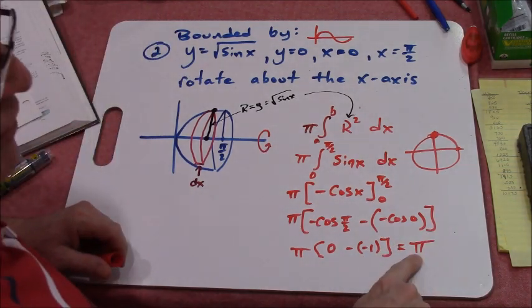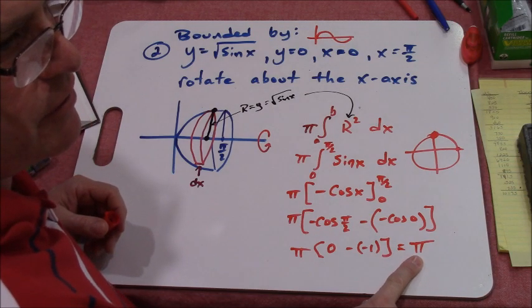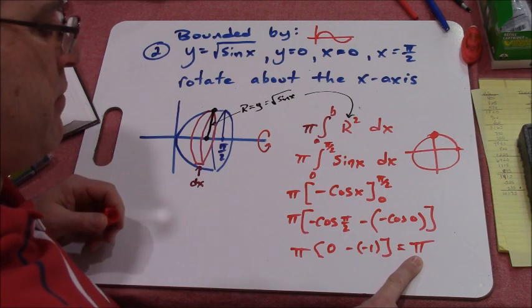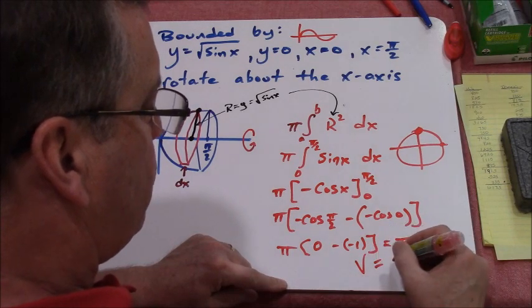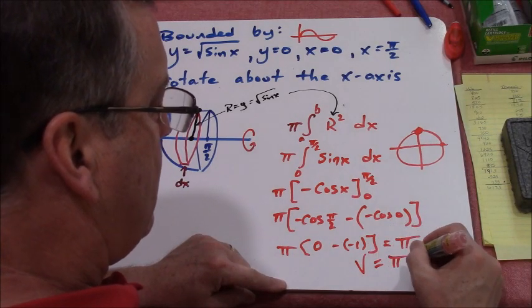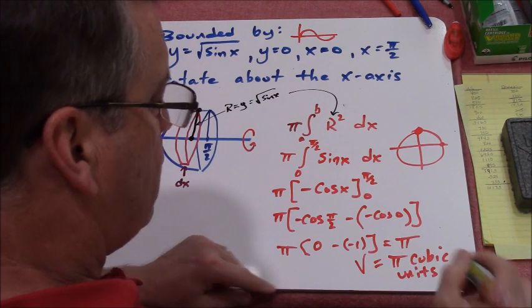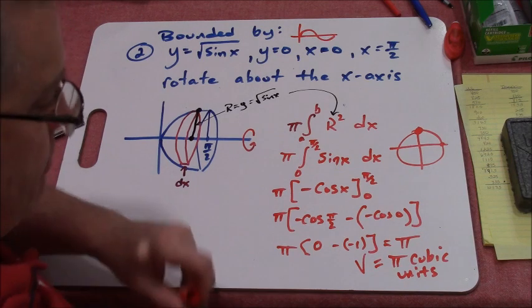I'd be a little nervous if this came out to be a negative answer, because how do you get negative volume? You can't. That should never happen on any of these problems. So our volume equals pi cubic units. All right, there it is.